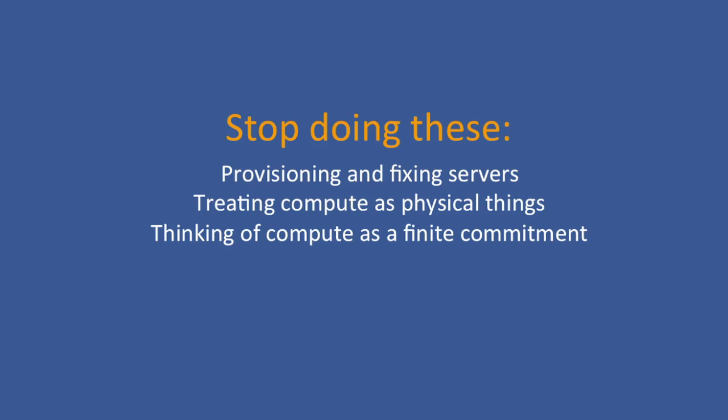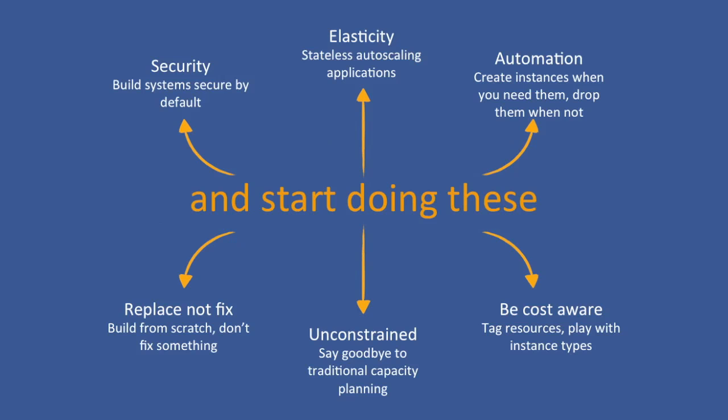So in summary, stop doing these things really. Stop hugging the server, as Werner Vogels will say, but stop provisioning and fixing servers, treating compute as physical things, or thinking of compute as this finite commitment. You've committed to this instance type or this compute and I must use it. Think about it as something you can flip and change and it can come and go, because you'll start doing elastic applications, you'll start thinking about automation, you'll have more secure systems by default because of that approach. You'll be replacing things, not fixing them, so you can auto-heal things at 3 AM in the morning, and then at 9 AM when you're in the office you can work out what went wrong.